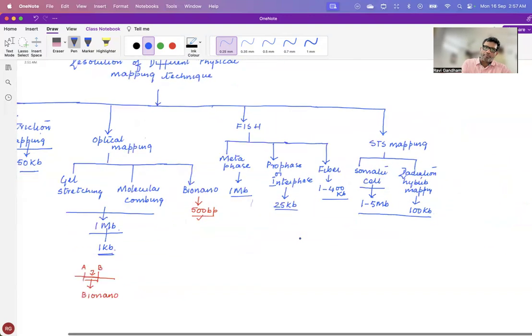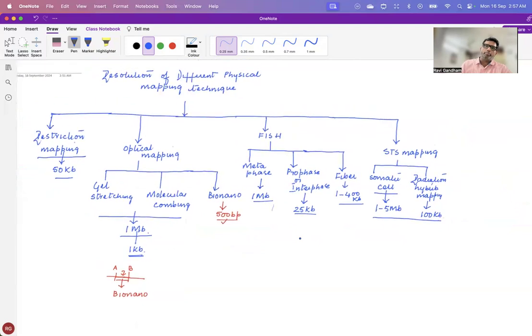So you can take a screenshot of this particular comparison and keep it for yourself, which is very important as far as your exams are concerned.